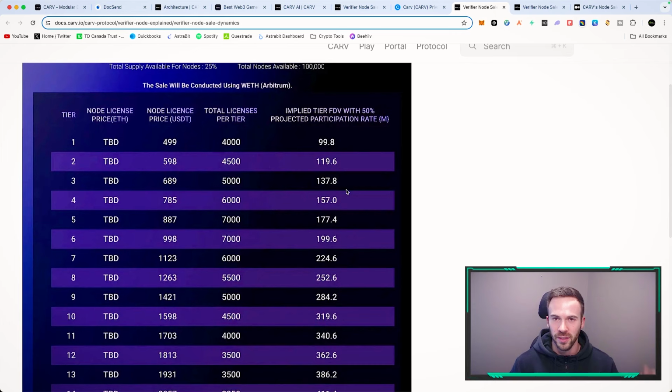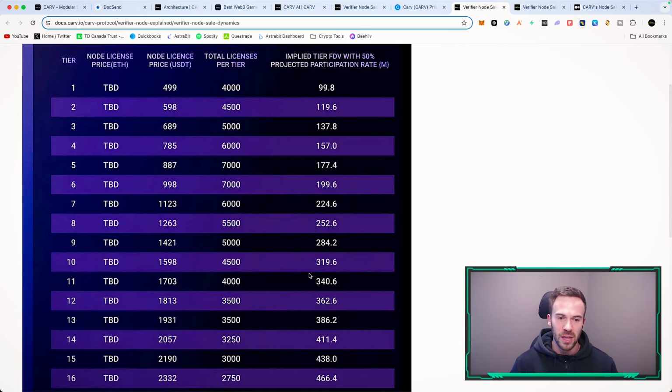Now, of course, this is with a 50% projected participation rate. So if 100% of people are running all of their nodes here, this FDV would actually be at around 640 million as opposed to 320. But all of the projects have been doing it this way, just to give you an idea of what could happen.